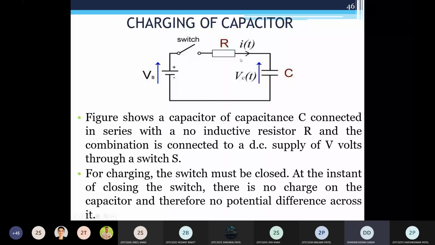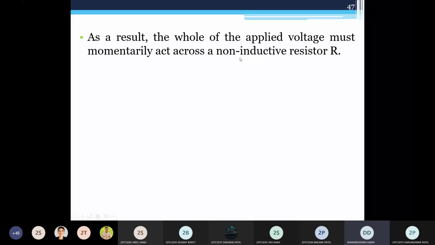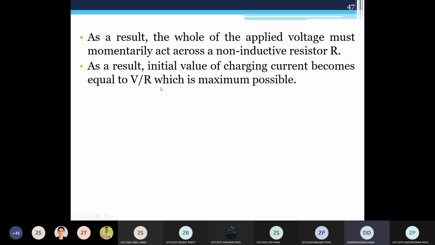So as a result, the initial value of charging current becomes equal to V by R, which is the maximum possible. Because in your circuit, initially there is no voltage across the capacitor, there is no resistance offered by the capacitor. So the current flowing through this circuit is supply voltage divided by resistance only. And this is the maximum amount of possible current flowing into this circuit.